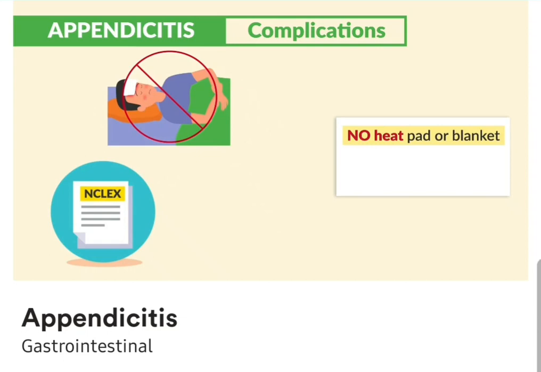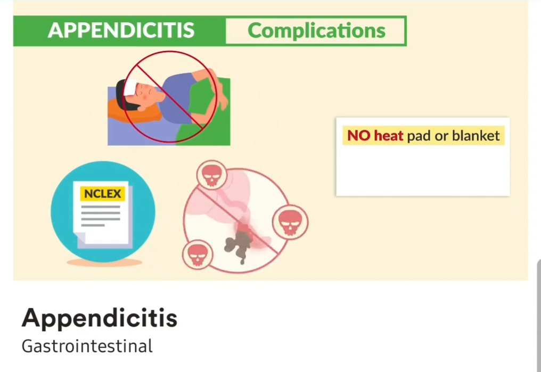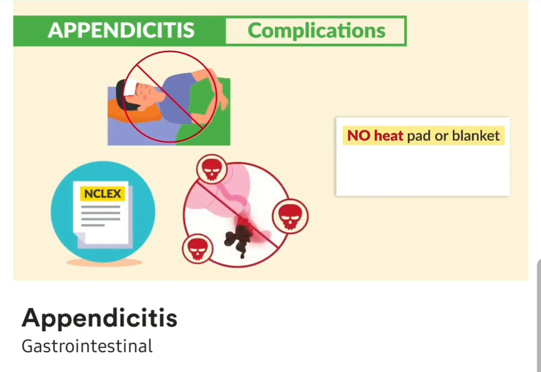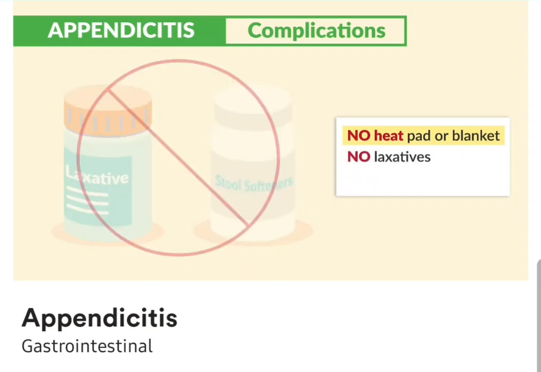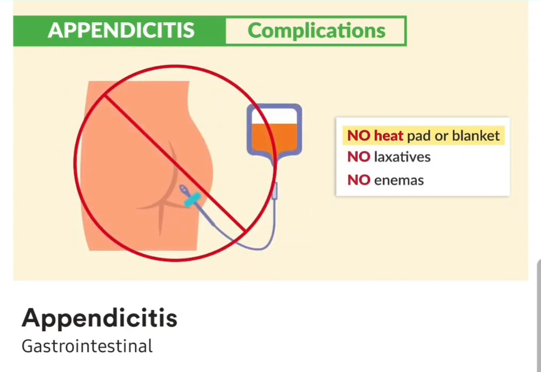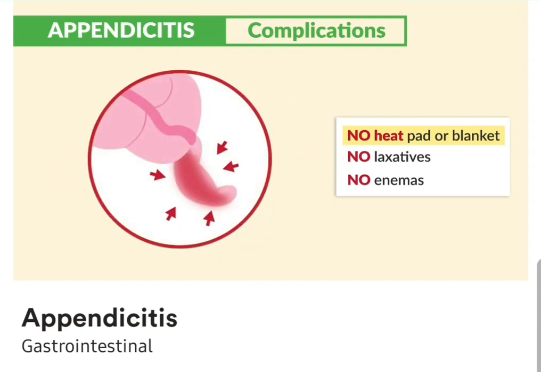This one came up a lot on NCLEX questions as to what to avoid for acute appendicitis. Now, we also avoid anything that can add pressure into the abdomen. So no laxatives and no enemas. Again, we want to avoid any added pressure into the bowels to avoid rupturing that appendix.